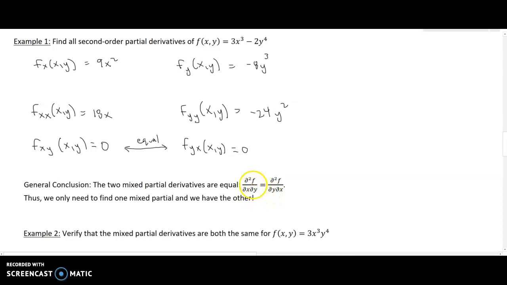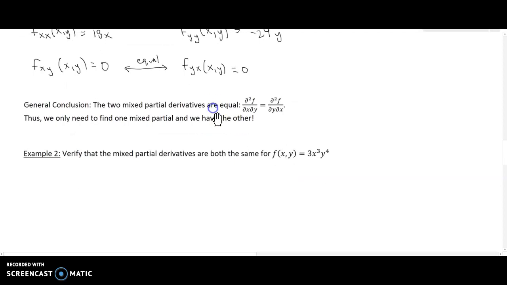If you take the derivative with respect to y first and then x, you'll get the same answer as if you take the derivative with respect to x and then with respect to y. So we really only need to find one mixed partial derivative, and we automatically have the other. So let's just verify this. Let's just see it for a case where the second derivative doesn't become 0.